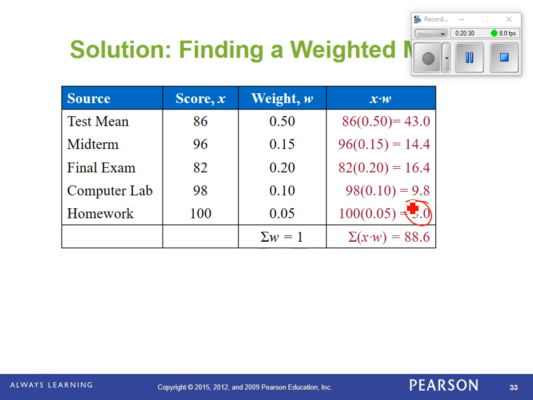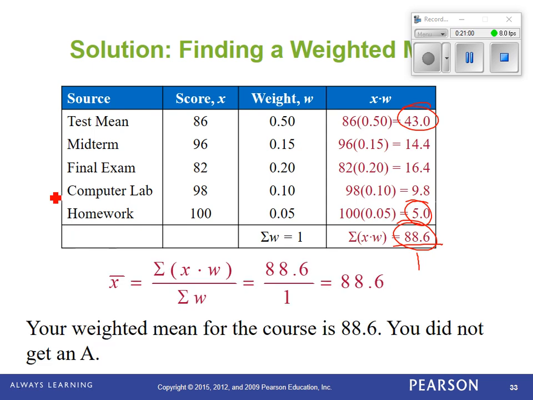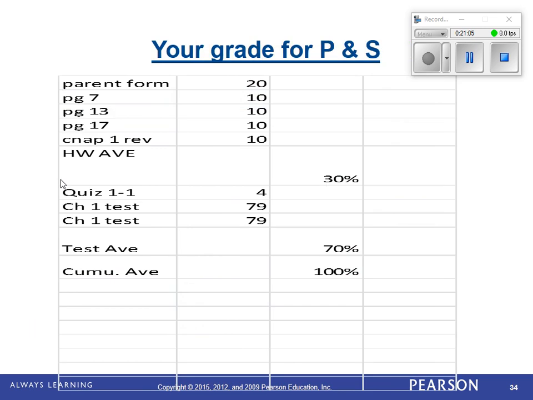Look how many points you get for the homework, even though you got 100. And then look how many points you get for the test. All right, so the tests count a lot more. Then we add them all up. We get 88.6. And again, we're going to divide by the total, which is just 100% or 1. And what's our grade going to be? Did we get an A? No, we didn't. All right, so maybe an 89, but we didn't get an A.